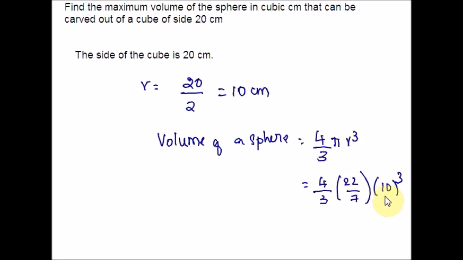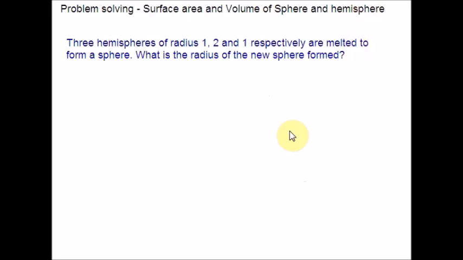So expand 10 raised to 3. So 10 times 10 times 10, and multiply all the numbers in the top row and multiply all the numbers in the bottom row, and then finally divide the numerator by denominator. By doing so, I am getting 4186.66. Hope you are clear with this example. Okay, let us now move on to the next word problem.